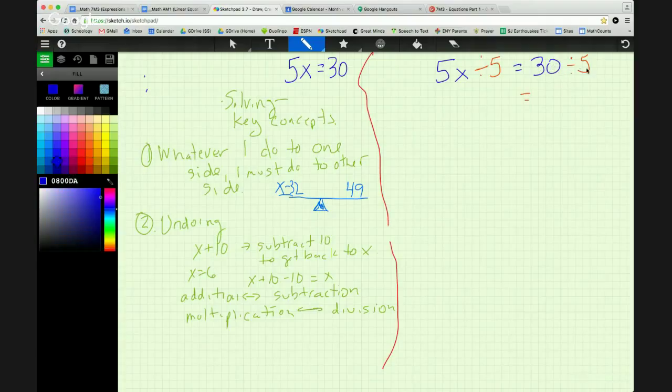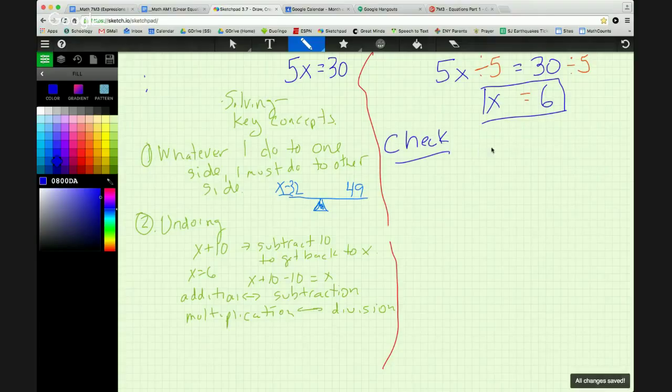Well, 30 divided by 5 is 6. And 5x divided by 5 is just x, right? 5 times x divided by 5 must be x, because division undoes multiplication. So now we get x is equal to 6. We box our answer, and are we done? No, we must check our answer. To check our answer, we go back to our original equation, and we plug a 6 in for x. So 5 times 6 equals 30. Does 30 equal 30? Yes, it does, and we have our answer.